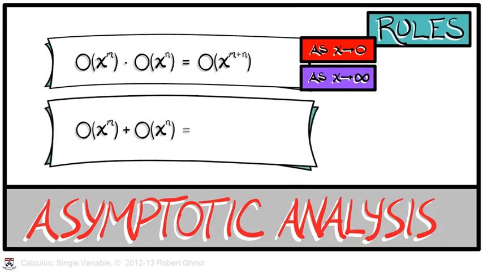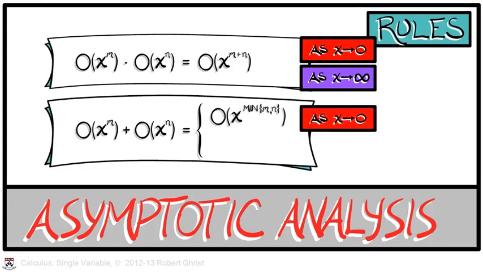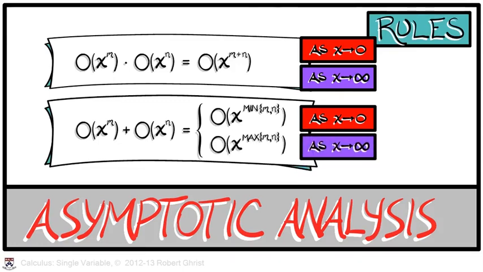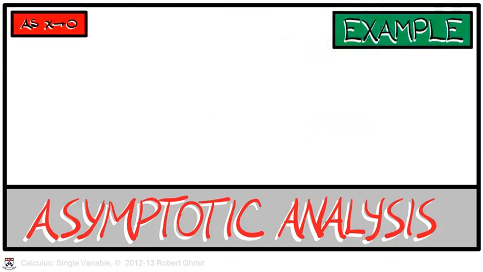On the other hand, if you add two functions together, something that has x to the m growth and something that has x to the n growth, then there's a difference. As x goes to 0, your resulting function is in big O of x to the minimum of m and n. As x goes to infinity, you're looking at big O of x to the maximum of m and n. Let's look at this in the context of an example.